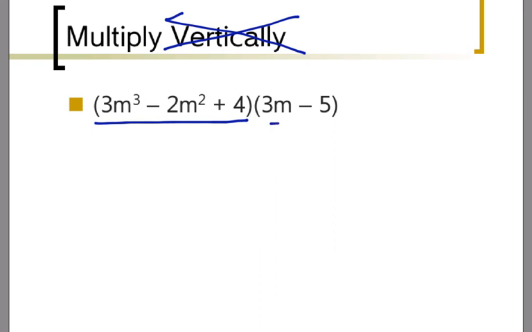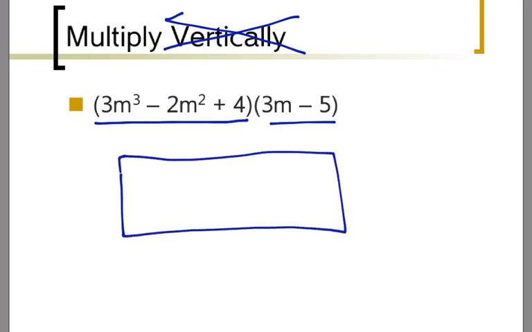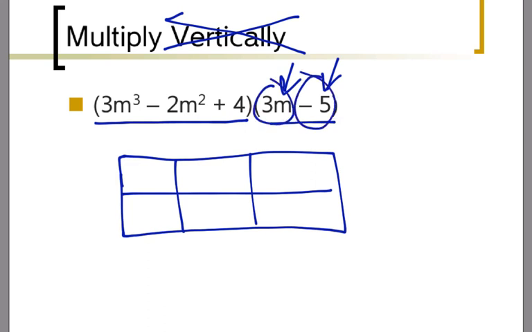This one is a 3 by 2, so I need a box that's 3 by 2 or 2 by 3. That means 2 boxes tall by 3 boxes long. Okay, so I need something that's 2 boxes tall by 3 boxes long so that I can rewrite my equation with my numbers in front of the boxes of whatever dimension they are. So this one is 2 numbers long, so I'm going to write 3m minus 5 where there's 2 boxes. And then there's 3 boxes up top, so I'm going to write the 3 numbers along up top.